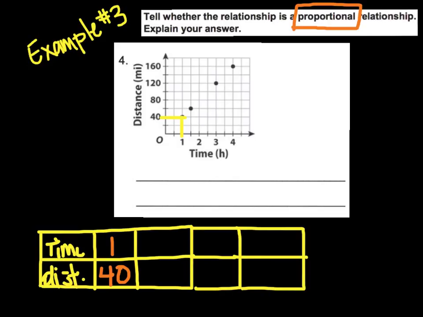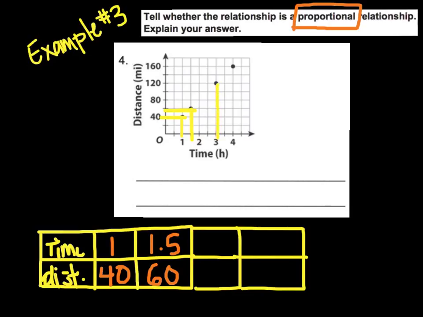So I'm just going to keep doing this. The next one, if I draw a line straight down, that's in between 1 and 2. So that number would be 1.5. If I draw my line straight over to the side on the y-axis, that number is between 40 and 80. So between 40 and 80 would be 60. So I'd put 60 there. Check the next point in the graph.